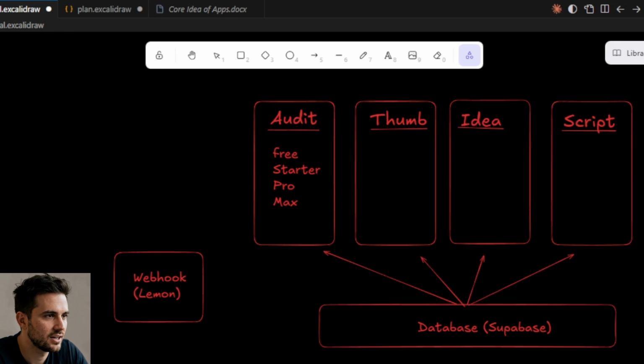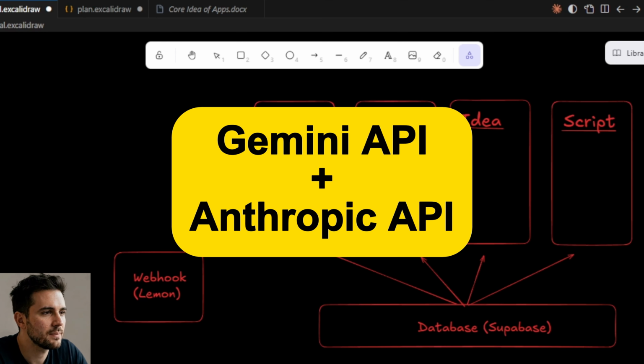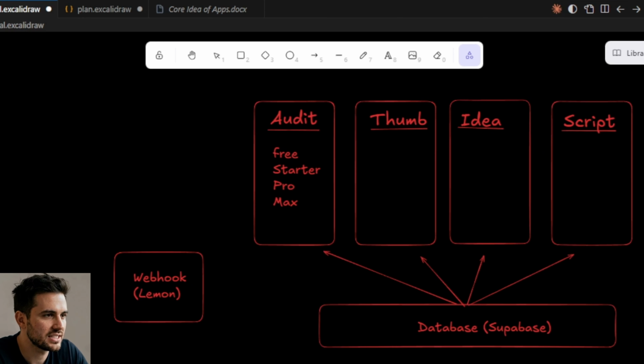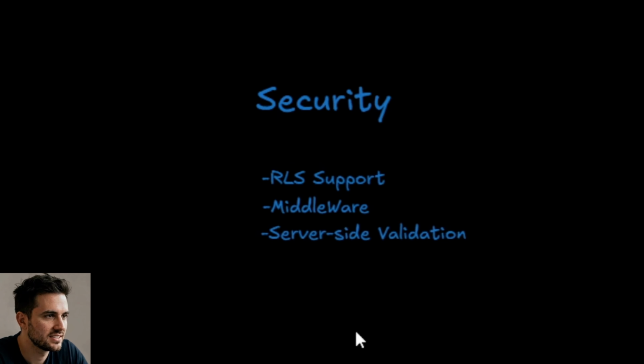What you're looking at here is a complete 4-app ecosystem. It's a full-stack solution for creators who feel stuck. On the back end, we're mostly using a mix of the Gemini and Anthropic APIs. I'll show you how to play them off each other to get the best performance without burning through your budget. And for the security nerds like me, don't worry. All 4 apps are built with pro-level security, featuring RLS support, middleware, and full server-side validation.